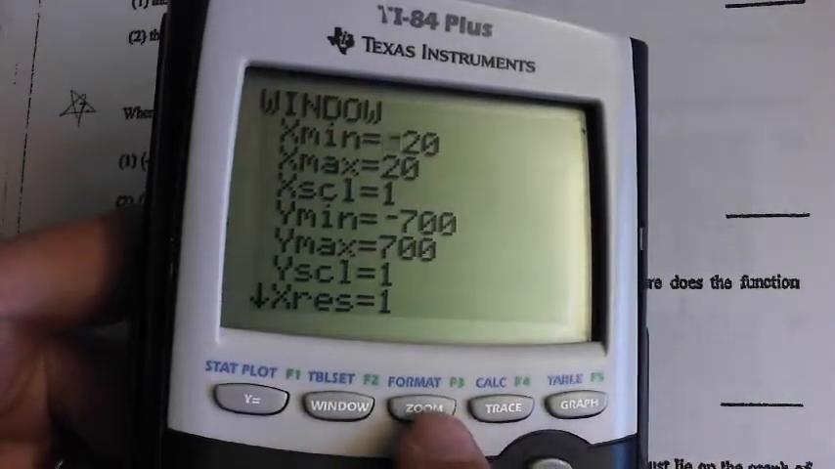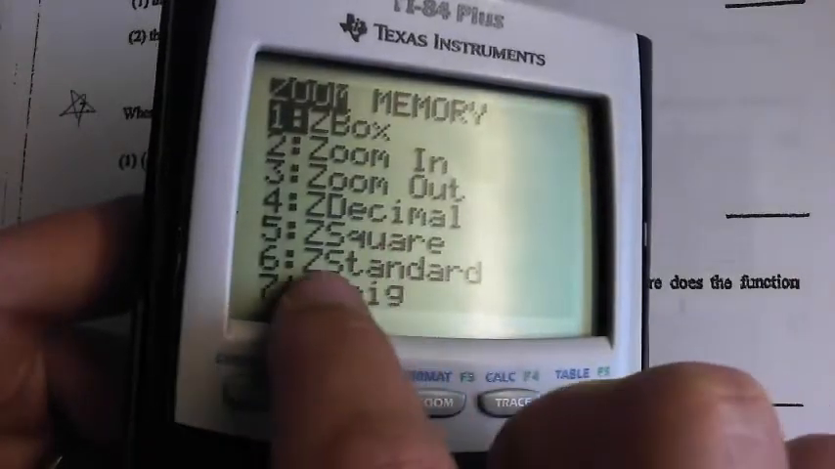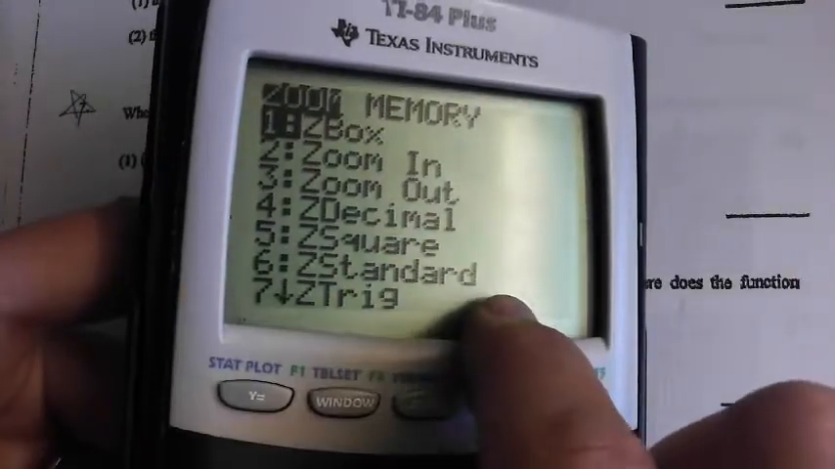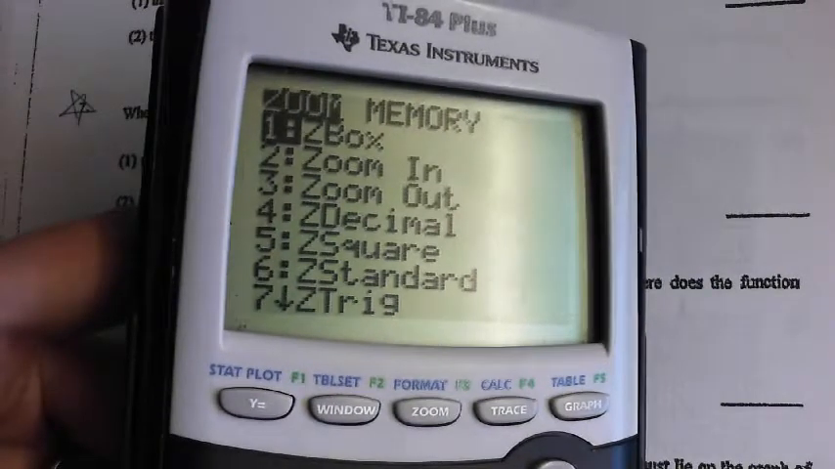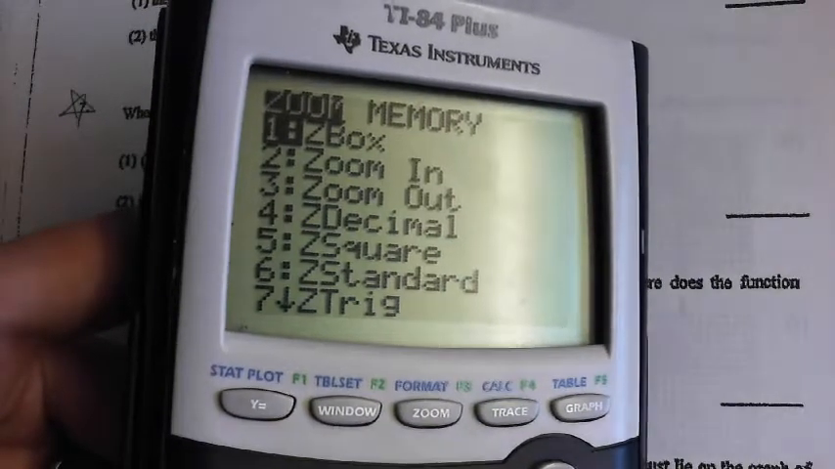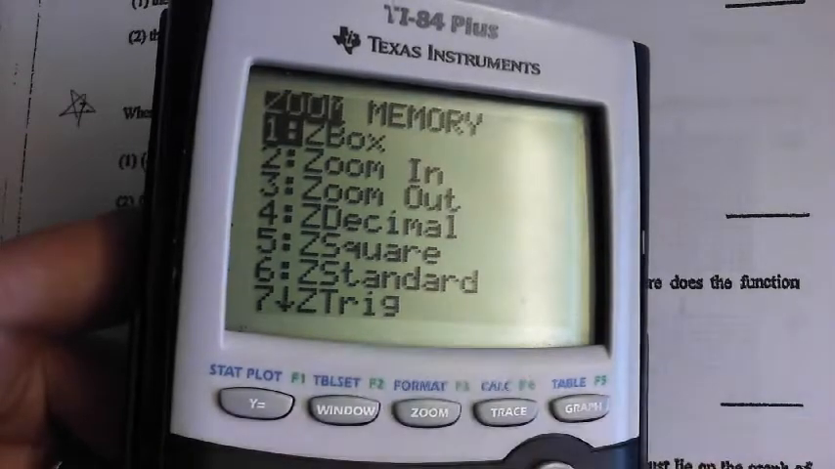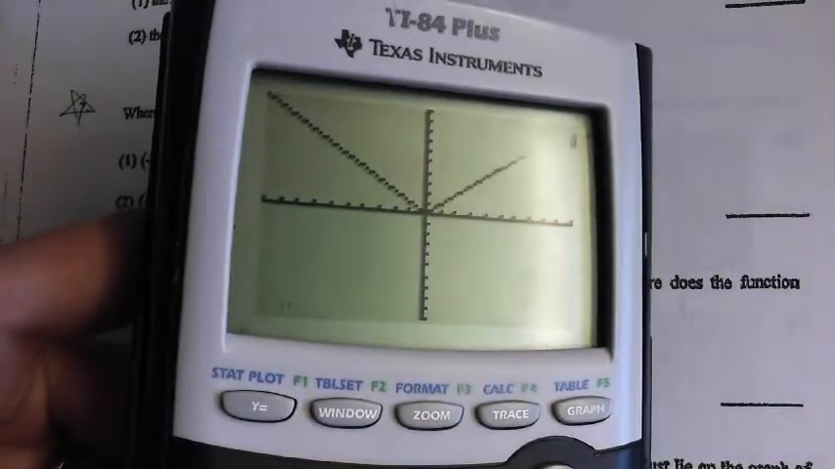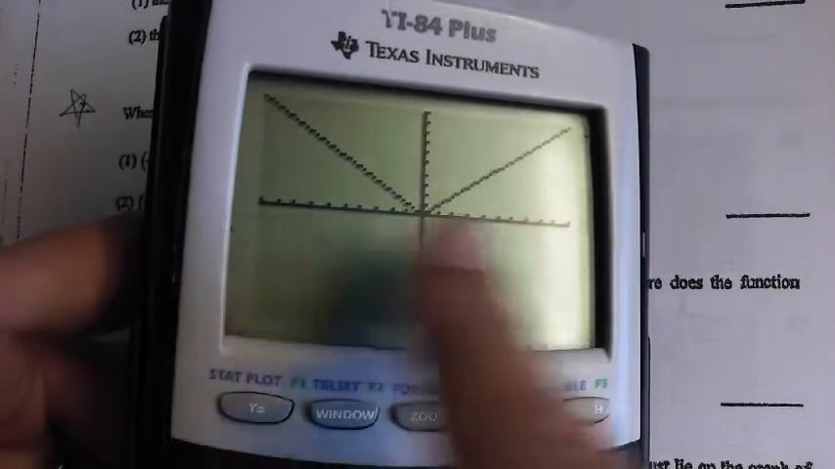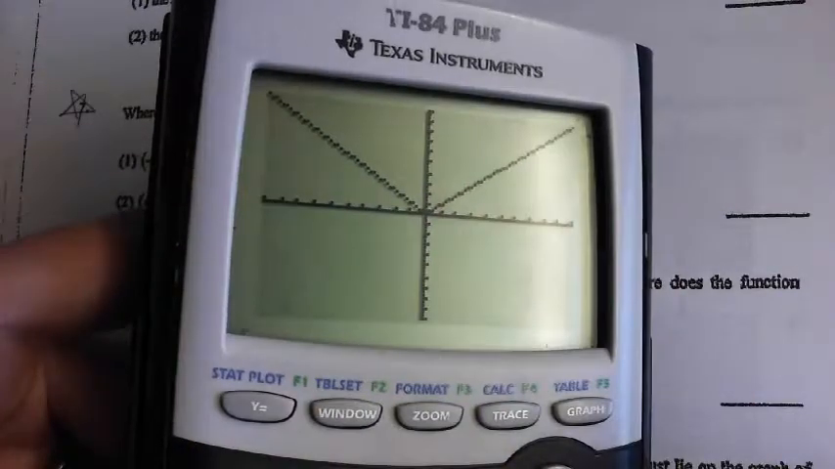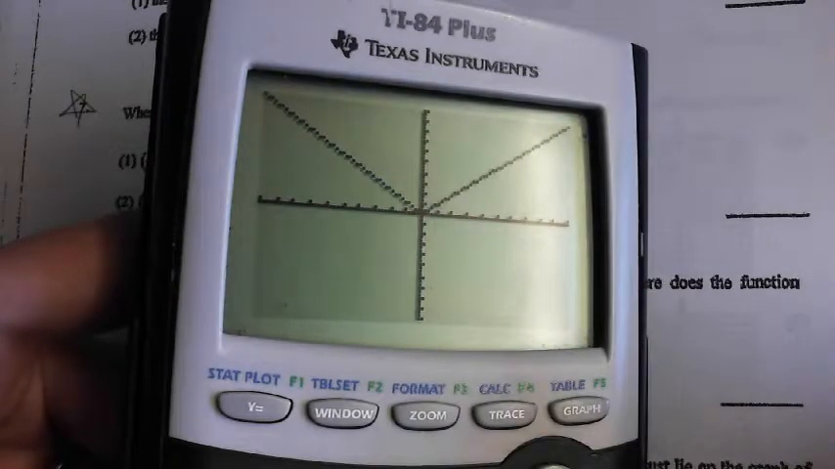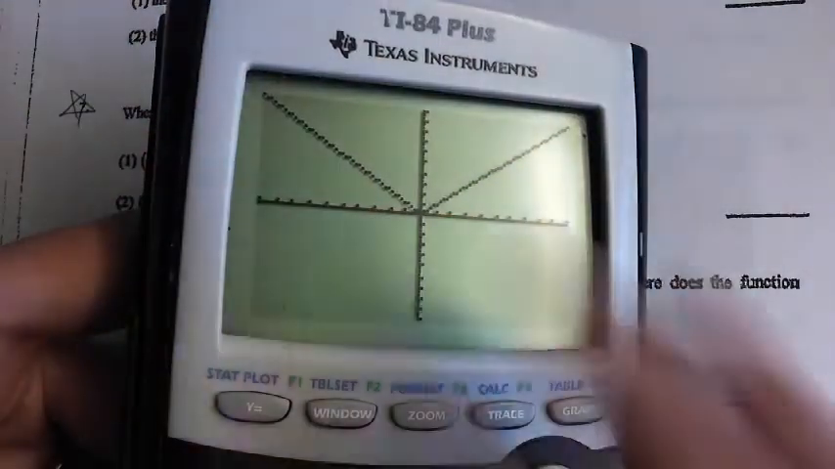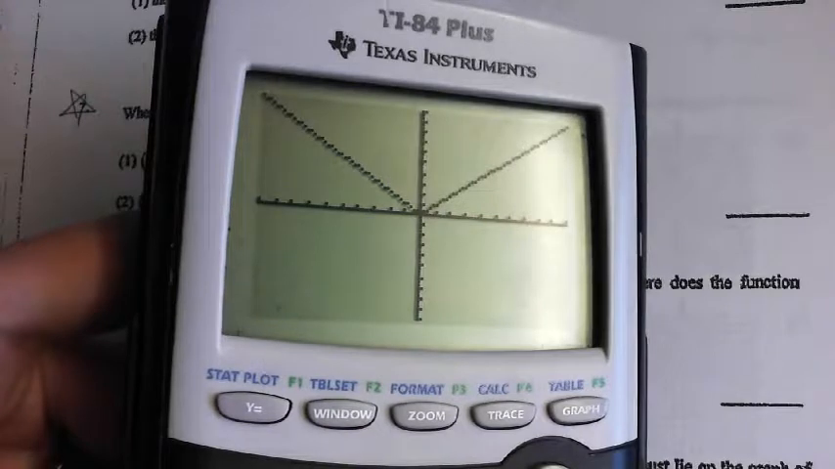If you just go to Zoom, 6 says Z standard. That negative 10 to 10, negative 10 to 10 viewing window is your standard starting window. So if you just hit Zoom 6, that will immediately reset your graph negative 10 to 10, negative 10 to 10 on both axes. It's just quicker. So there is our, does that look familiar?